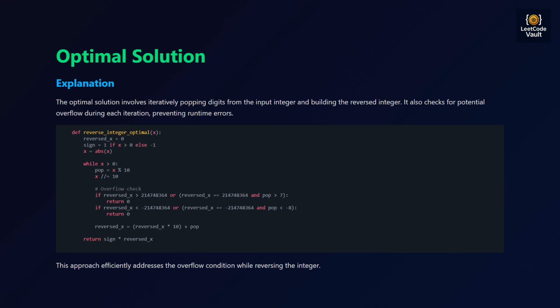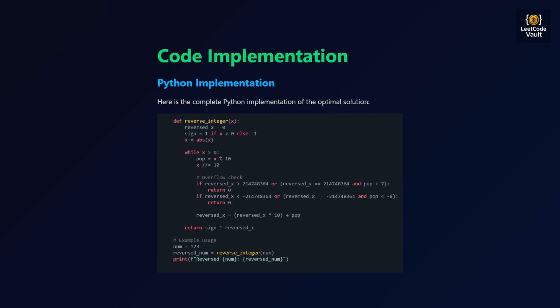We'll work directly with the integer. We'll use the modulo operator, %, to extract the last digit, and integer division, //, to remove the last digit. We'll build the reversed integer step by step, carefully checking for potential overflow at each step.